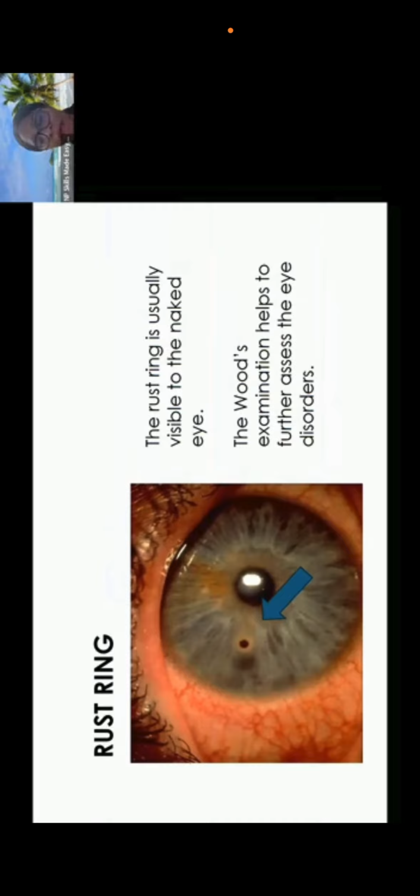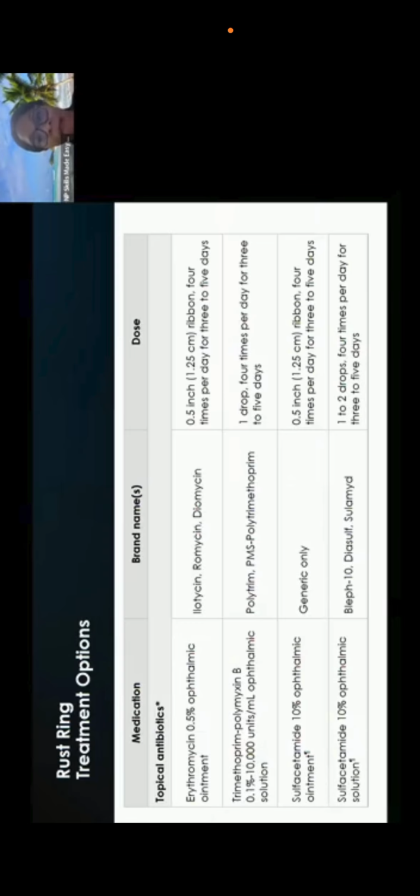If you look at our arrow, it points out exactly what the rust ring looks like. It is usually visible to the naked eye, and the Woods lamp examination helps to further assess the eye disorder. So we clearly see there's a rust ring, but can you clearly see a foreign body? Sometimes you can, depending on the type of foreign body. Typically metallic will show up very easily, but if it is a piece of wood shaving or plastic shaving, you may not be able to clearly see that foreign body.